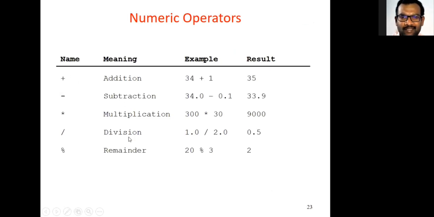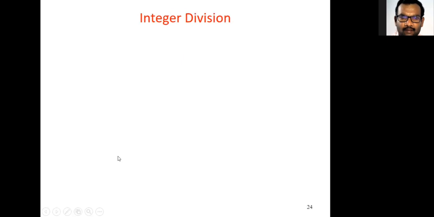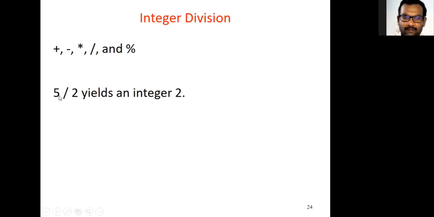These are the operations that can be performed on the numerical values: addition, subtraction, multiplication, division, and remainder operations. And see the integer division: 5 is an integer value and 2 is an integer value. Generally 5 by 2 should give 2.5, but both are integers. The integer division will yield only an integer result. The value after the fractional part is discarded.